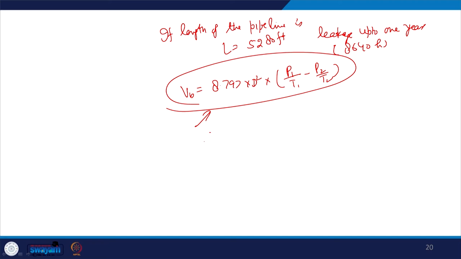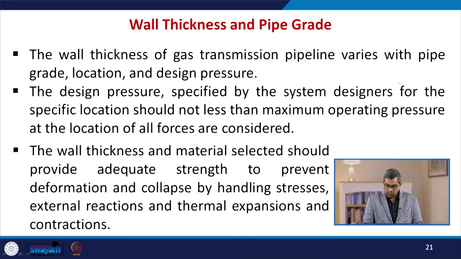Now, if we include the compressibility factor, then it becomes VB is equal to 8.797 into D square into (P1 over Z1 T1 minus P2 over Z2 T2). Now, let us think about the wall thickness and pipe grade. The wall thickness of a gas transmission pipeline varies with pipe grade, location and design pressure. The design pressure specified by the system designer for the specific location should not be less than the maximum operating pressure at the location, with all forces considered. The wall thickness and material selected should provide adequate strength to prevent deformation and collapse by handling stresses, external reactions and thermal expansion and contraction.